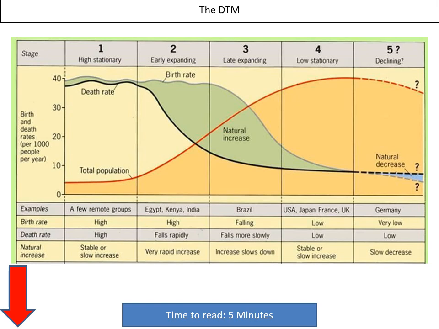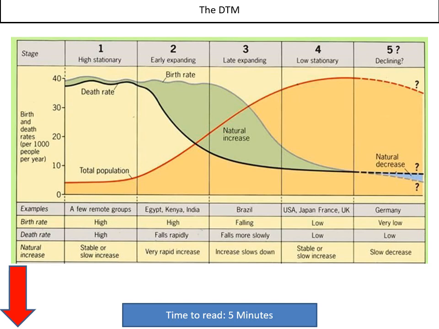We move to stage 4, where the UK is now, and where most high-income countries of the world sit these days. And we've got the fairly low birth and death rate now. This means that the total population starts to stabilize. It starts to slow down its increase.